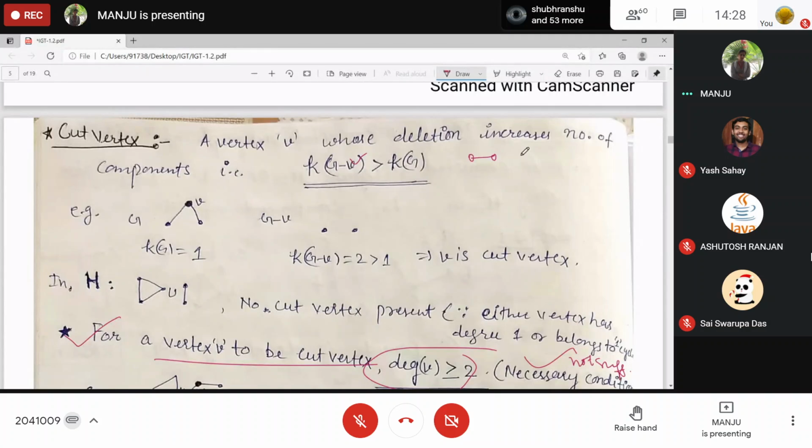What about this P2? This is P2 as well as K2, right? P1, K1? No. P2, K2? No, ma'am. How many cut vertices? 0. Agree? So it cannot be a cut vertex. And in K1 or P1, degree 0 cannot be a cut vertex.